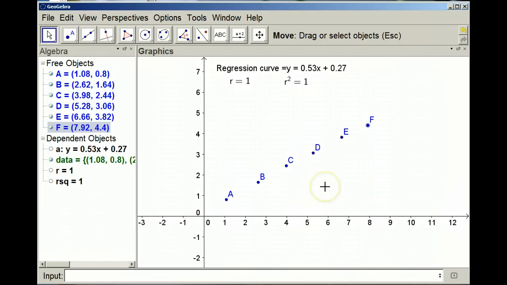R gets closer and closer to 1. R squared, of course, goes to 1. And the points line up. And if we graph the regression line, we see that the points all lie on the regression curve.